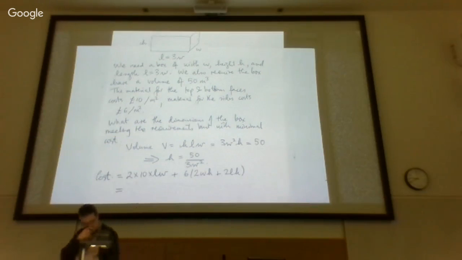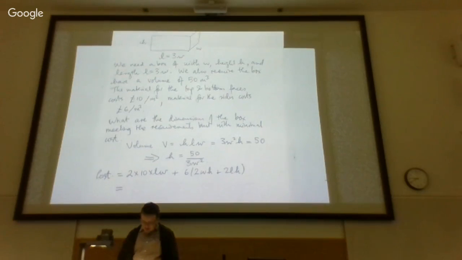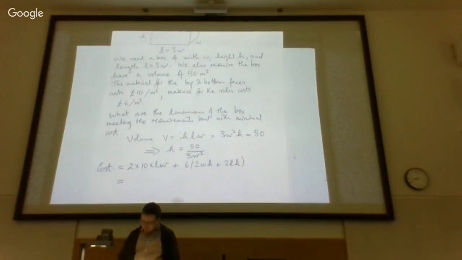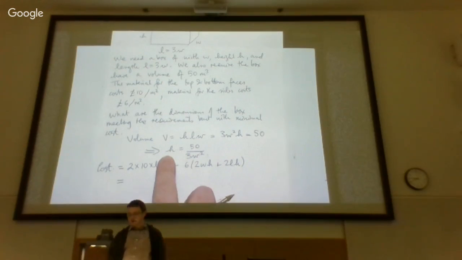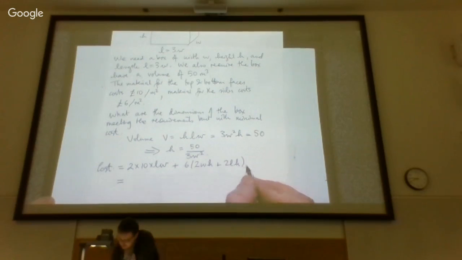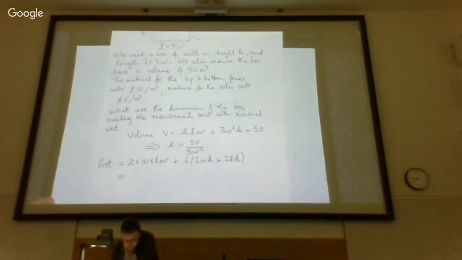Now, this can clearly be multiplied out and simplified somewhat. And we also want to bring in this constraint, h equal to 50 over 3w squared. So when you multiply this out and bring in h equals 50 over 3w squared, your cost function is going to emerge as 60 w squared plus 800 over w.